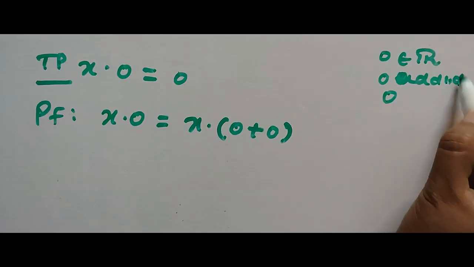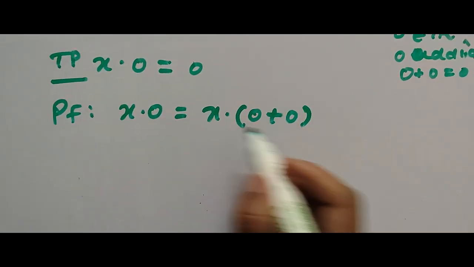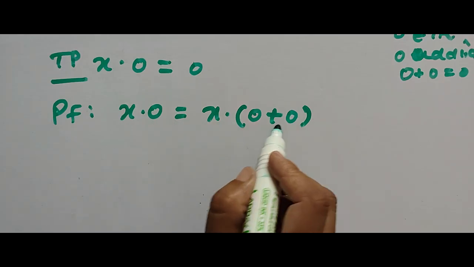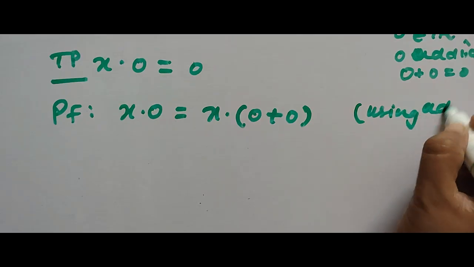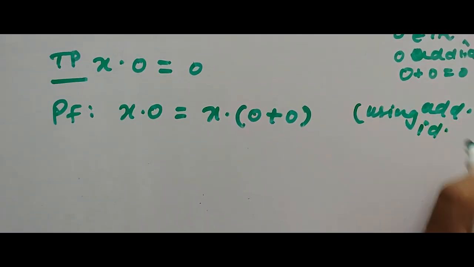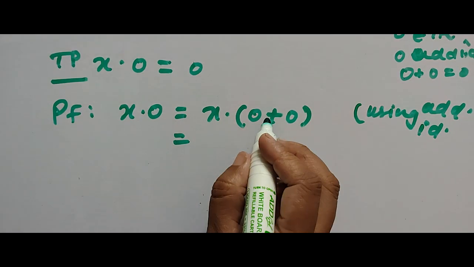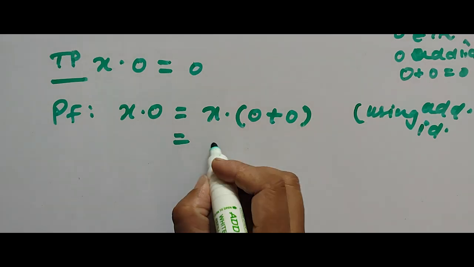So additive identity, so 0 plus 0 will be the same element 0. In this way we can write 0 is 0 plus 0 using additive identity. Fine. Now I can distribute it. Why? Because the distribution law holds in R.